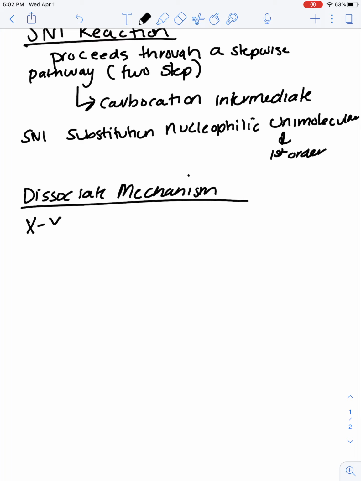So if we look at a general scheme of this, we start with our substrate here, and then what's going to happen is we're going to have the formation of our carbocation species or intermediate, which is shown here in X, plus our leaving group. So these are true intermediates, and again, they can be positive or negative or can even be a radical.